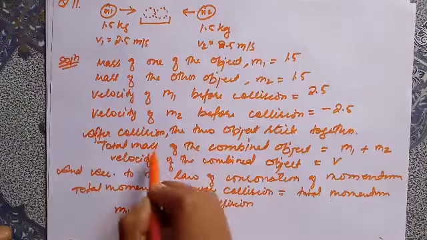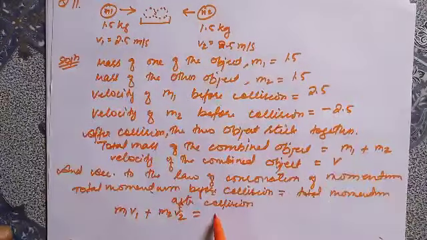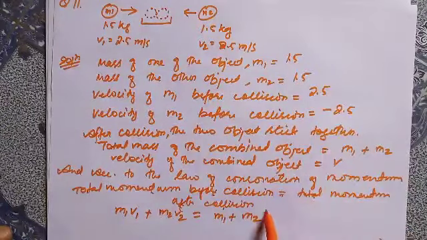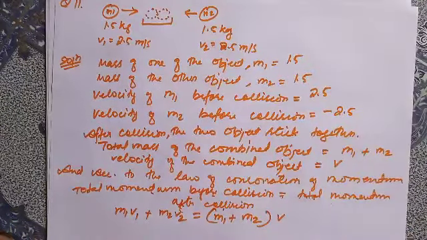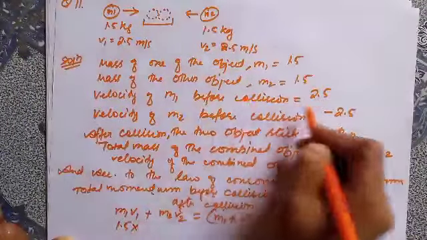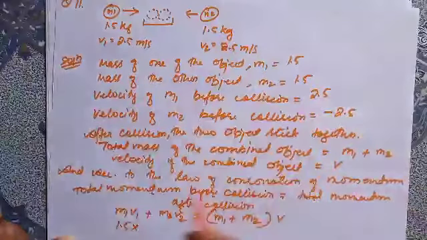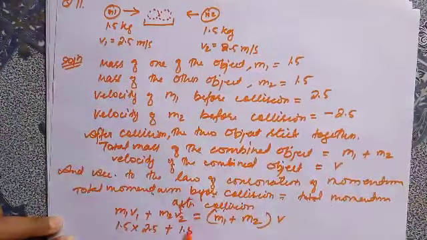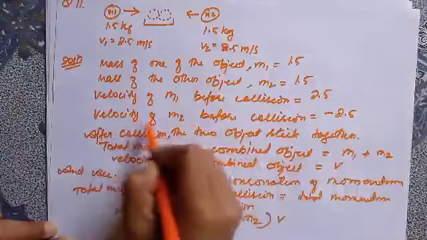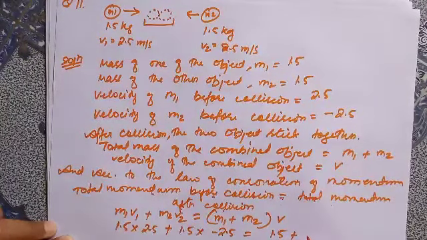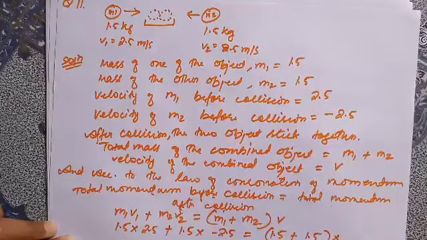So the total momentum of the combined object is m1 plus m2, and the velocity of the combined object is v. So let us put the values here. m1 is equal to 1.5 into v1, velocity is 2.5, plus m2 is 1.5 again into velocity of the second object is minus 2.5 is equal to m1 is 1.5 plus m2 is also 1.5 into v.